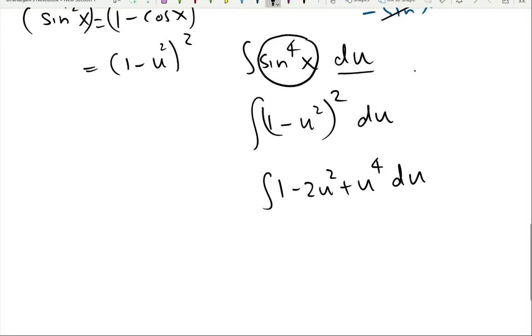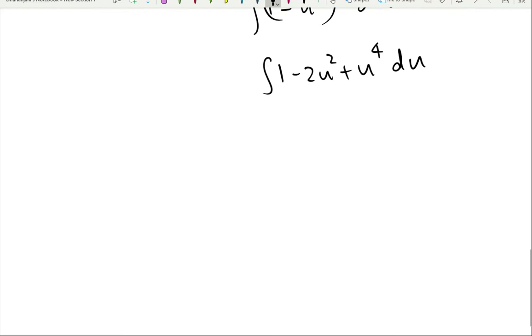So FOIL it means 1 minus u square to the square is the same as 1 minus u square times 1 minus u square. So multiply that out. Let's integrate. So if you integrate 1, you get u minus 2u to the 3 over 3 plus u to the 5 over 5 plus c.